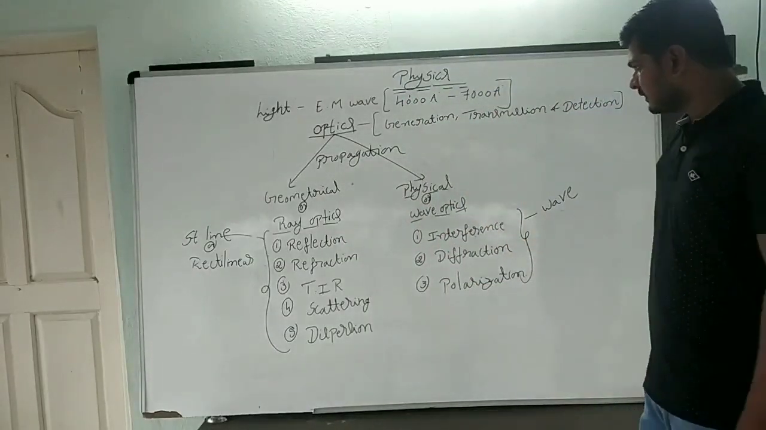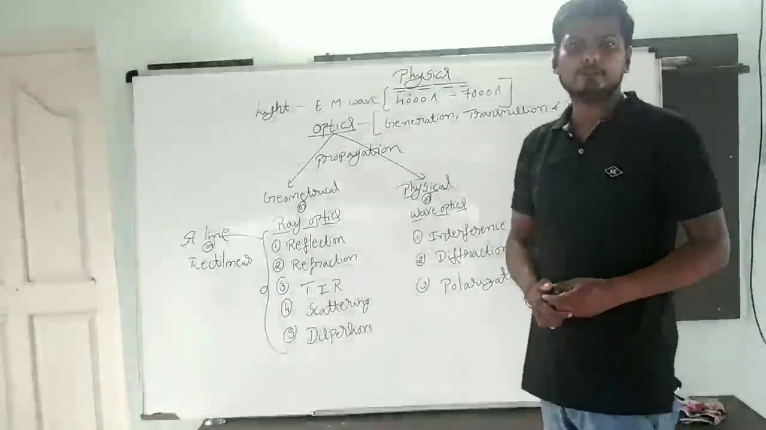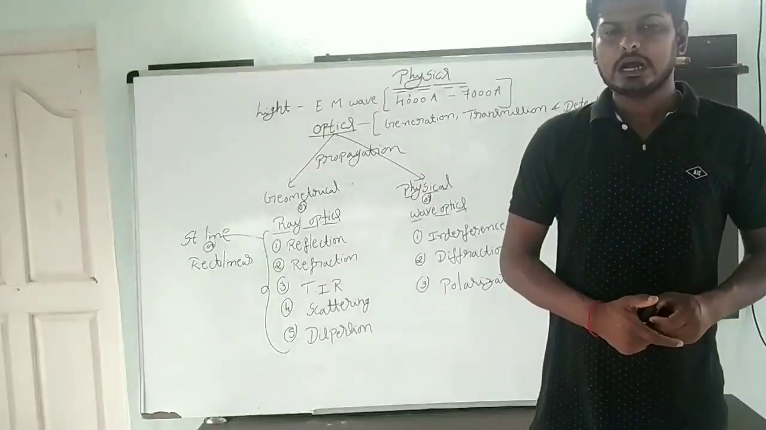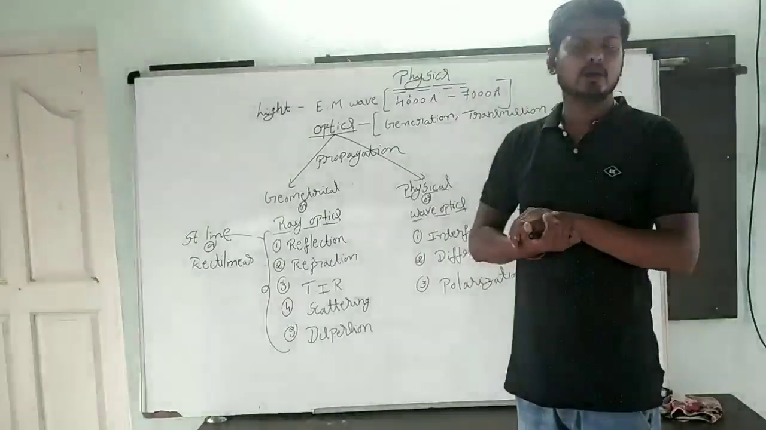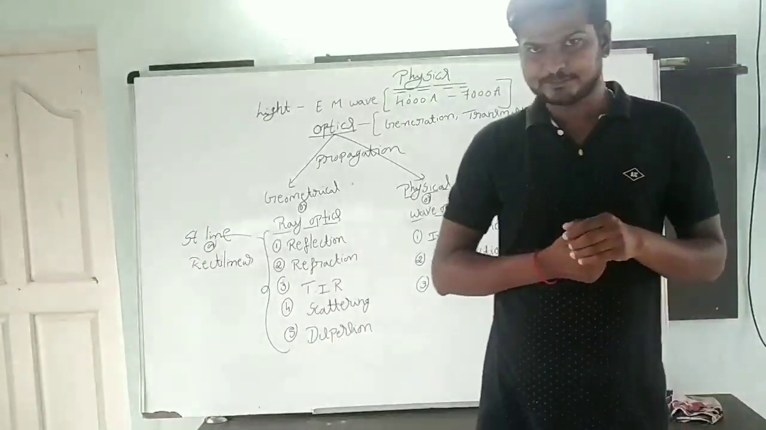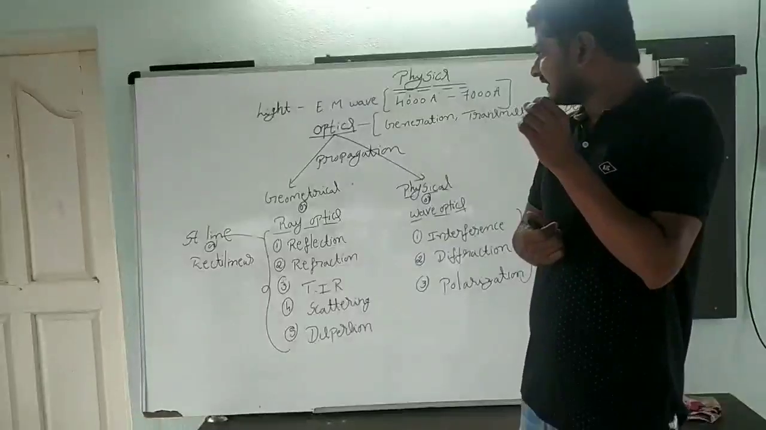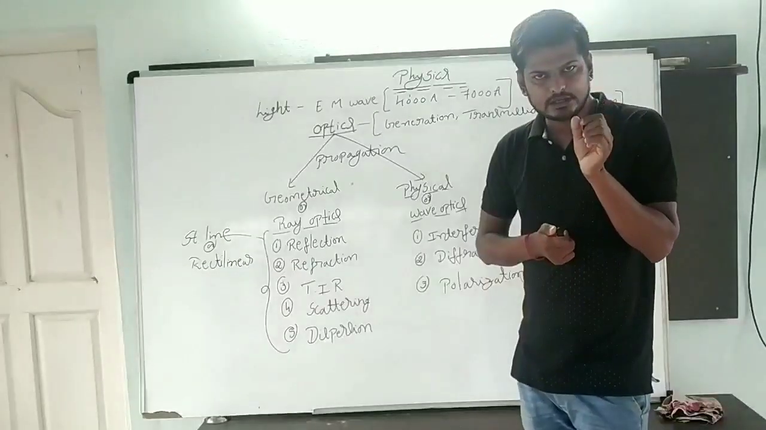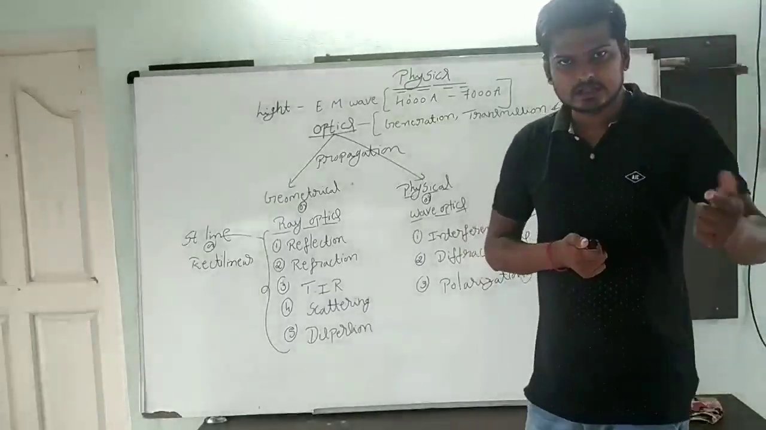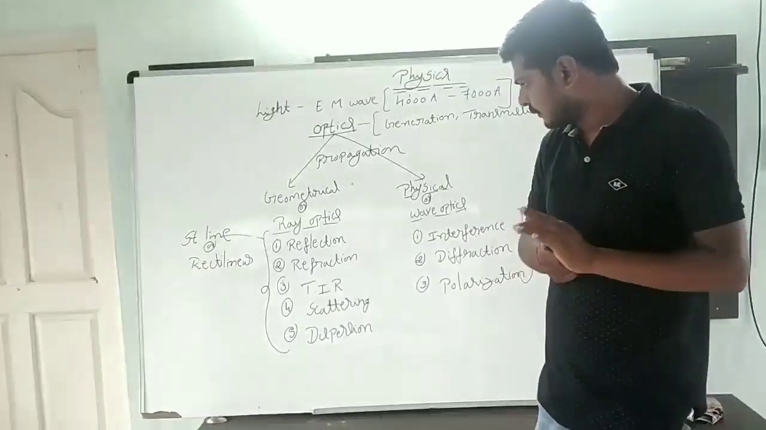Now, the condition for applicability. When can you apply geometrical optics or ray optics, and when can you apply wave optics? Here there is one condition: the size of the interacting particle. If the size of the interacting particle is greater than the wavelength of light, the ray optics is valid.